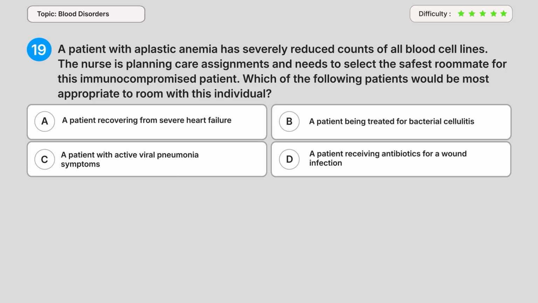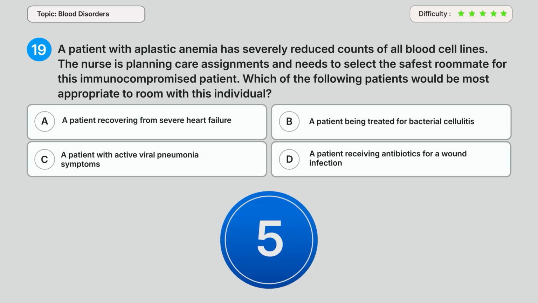A. A patient recovering from severe heart failure. B. A patient being treated for bacterial cellulitis. C. A patient with active viral pneumonia symptoms. D. A patient receiving antibiotics for a wound infection. Do you know the answer?